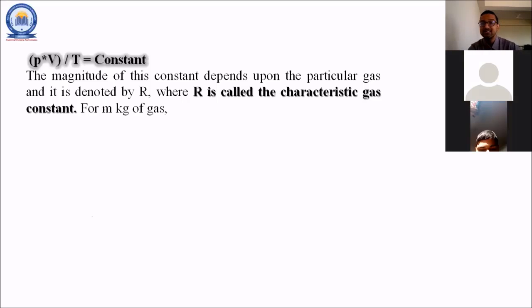And this constant is denoted as capital R, where capital R is known as the characteristic gas constant. So constant capital R depends on the characteristics of the gas, the properties of the gases. So all the gases will be having different values of capital R. If we are considering m kg mass of the gas, so I can write PV by T is equal to m into R, where m is the mass of the gas in kg.